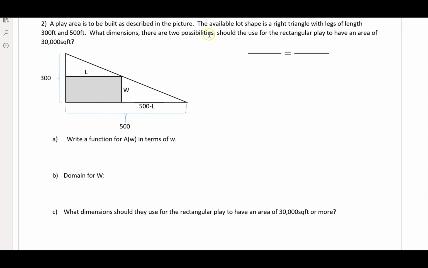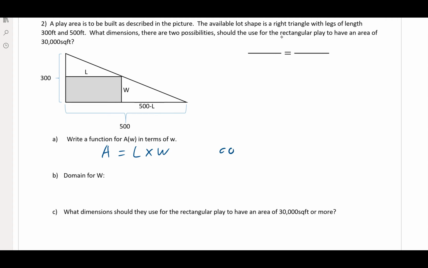See, very similar. The available lot shape is a right triangle with legs of length 300 by 500. So remember, the legs of a triangle are the ones that are not the hypotenuse. What dimensions should the rectangle play area have to have an area of 30,000 square feet? So we know an area is length times width. It's already labeled, and that has to be 30,000 square feet. Okay, so we need some sort of function here in terms of W.